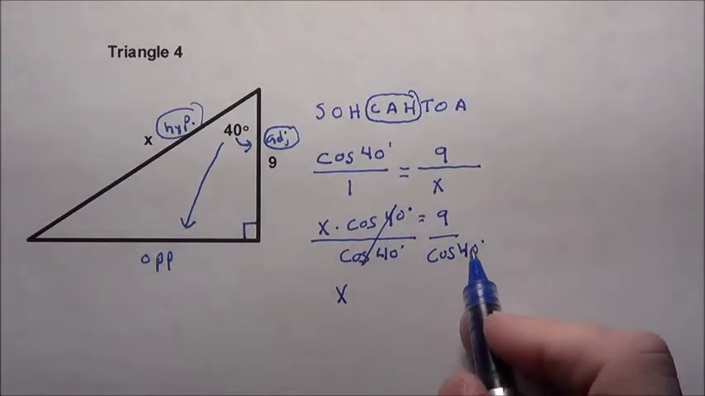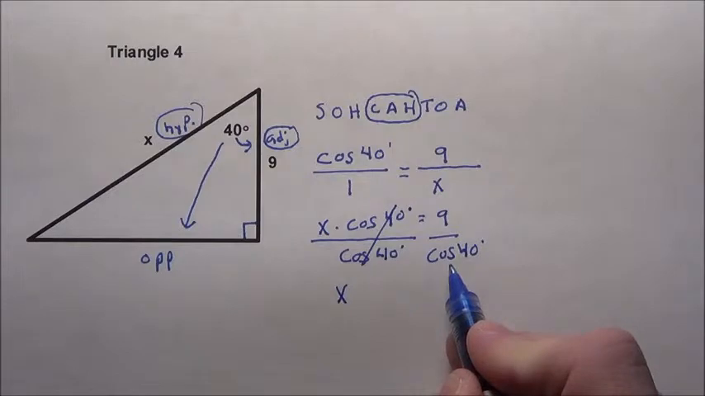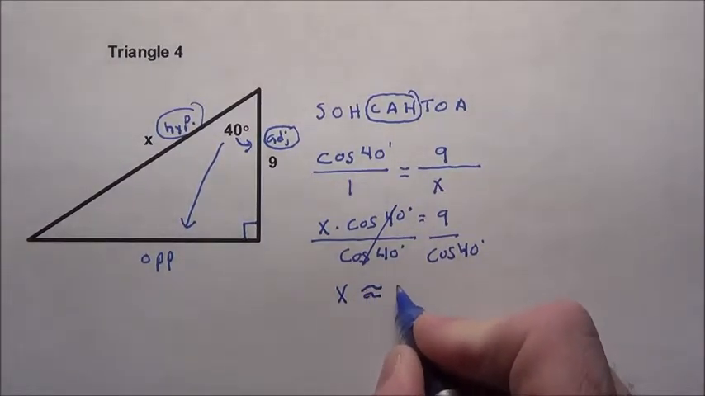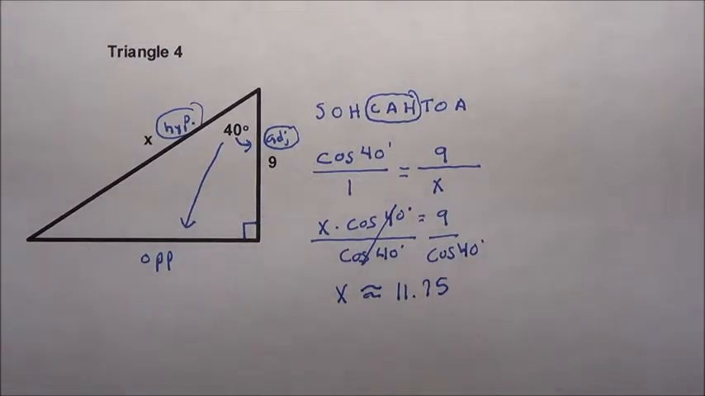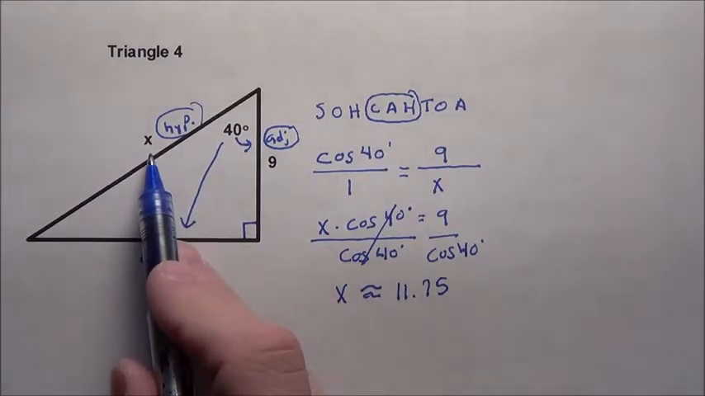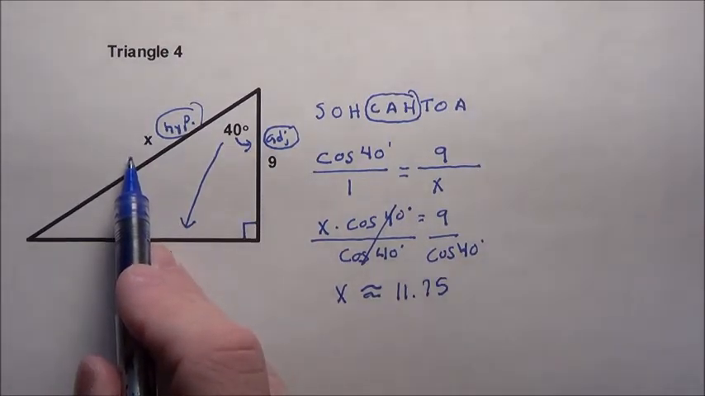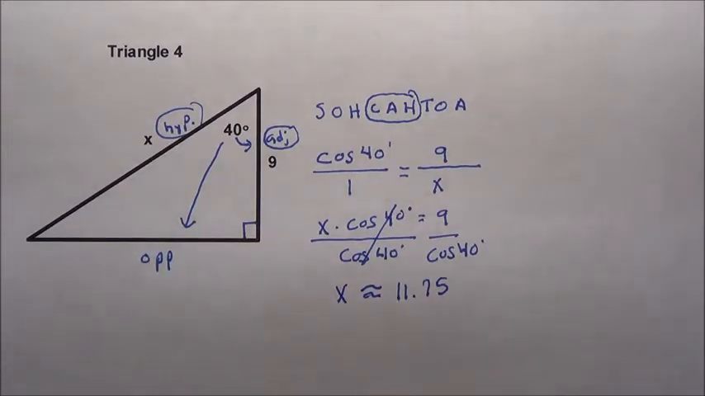I'm going to take my calculator. I'm going to make sure my calculator is in degree mode. I'm going to do 9 divided by the cosine of 40. When I did 9 divided by cosine of 40 earlier, I got the answer is approximately 11.75. So for triangle 4, this hypotenuse should be around 11.75. Let's think about it. Hypotenuse is always the longest side. This is a 9. This is a little bit longer. 11.75 makes sense to me, so I'm pretty sure I'm correct. So problem number 4, x is approximately 11.75.